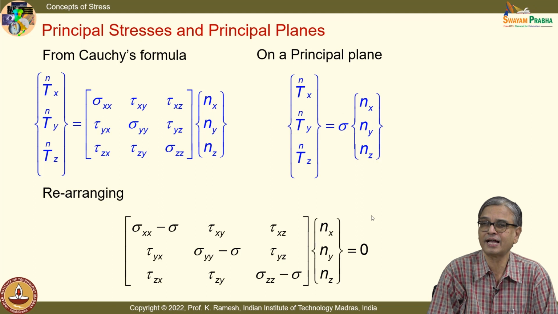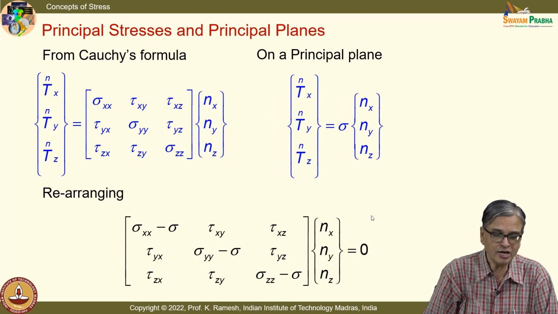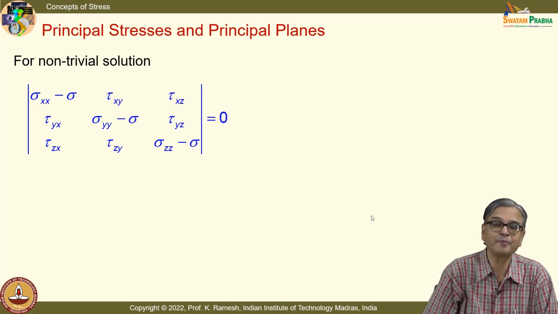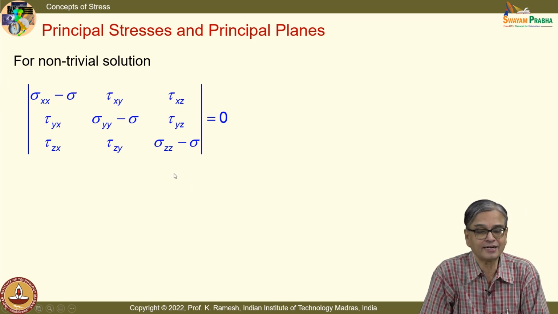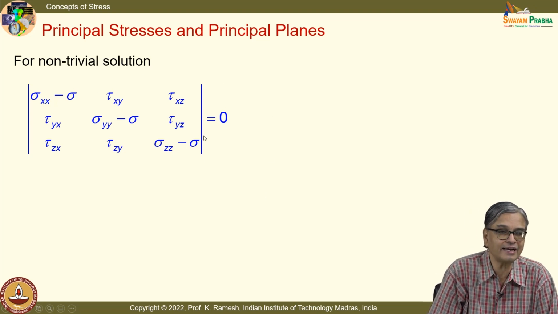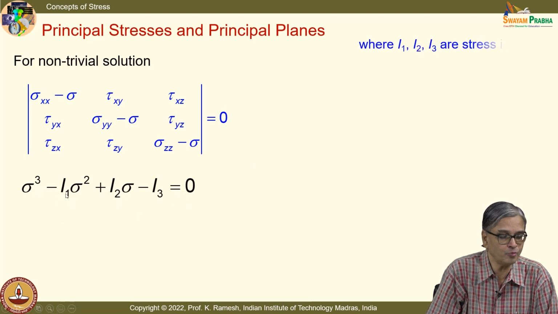And obviously, I want to have a non-trivial solution. If I have nx, ny, nz as 0, everything goes to 0. We do not want that as a solution. For a non-trivial solution, what should I have? I should have the determinant go to 0. See, you have to get the determinant, but I will try to make your life simple and faster. I will rewrite it in a convenient fashion. The final expression of this determinant can be written as sigma cube minus I1 sigma square plus I2 sigma minus I3 equal to 0.